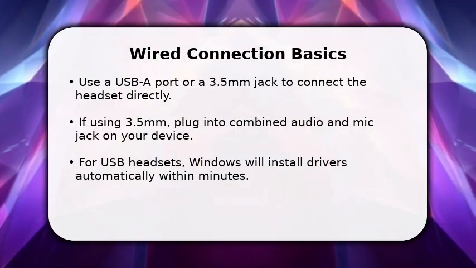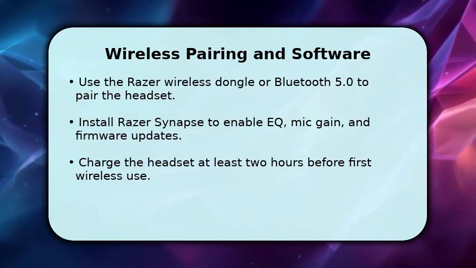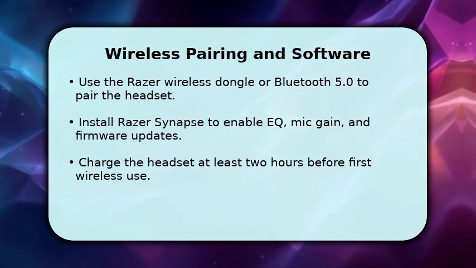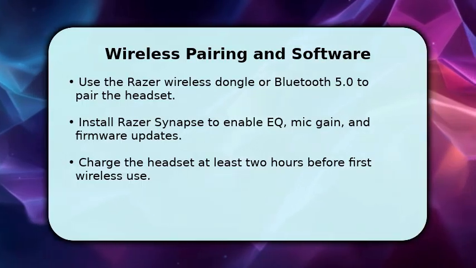For wireless Razer headsets, decide between Bluetooth and the Razer dongle. Plug the wireless dongle into a USB-A port and power on the headset to enter pairing mode. For Bluetooth, open your device Bluetooth settings and select the headset name displayed.